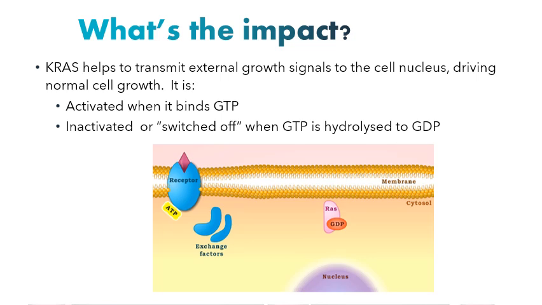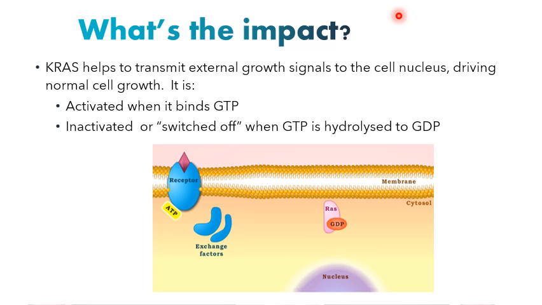So here you can see that there are some cellular events that occur to activate and deactivate the KRAS, for example, which helps to transmit the external growth signal to the cell nucleus. So it will cause normal cell growth. It will be activated when it binds to the GTP, and inactivated or switched off when the bound GTP is hydrolyzed to GDP.